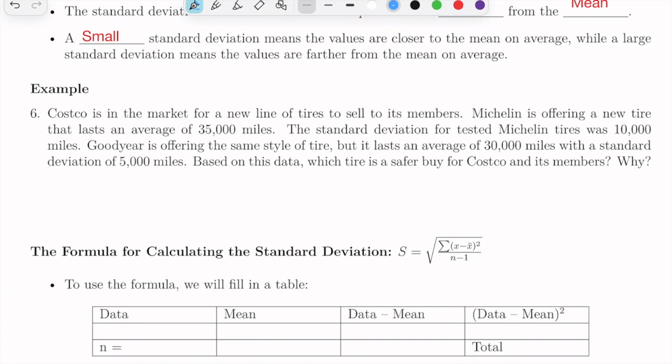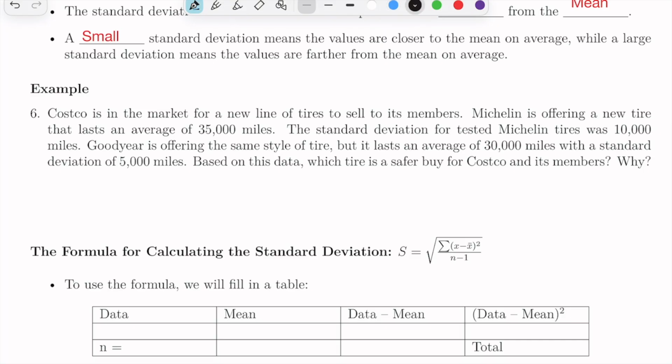Costco's in the market for a new line of tires to sell to its members, and Michelin is offering a new tire that lasts an average of 35,000 miles, and the standard deviation tested for the Michelin tires was 10,000 miles. That means there's a lot of variation. Goodyear's offering the same style tire but it lasts an average of 30,000 miles with a standard deviation of 5,000. Based on this claim, which tire is a safer buy for its Costco members and why?